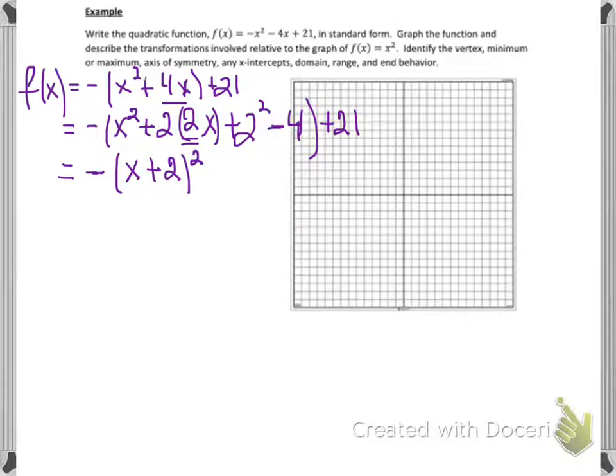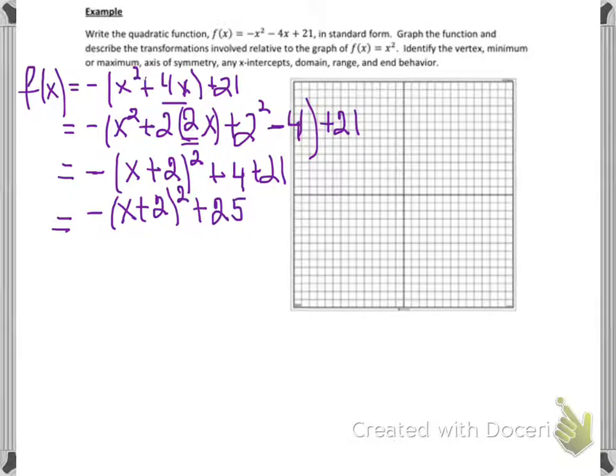Now, the part that I wrote out here is just the x squared plus 4x plus 4. I still have this minus 4. For me to take that out of the parentheses, I need to make sure that I also multiply it with the negative on the outside of the parentheses, which gives me plus 4. And I still need to write out that plus 21. We're almost there, guys. We have negative x plus 2 quantity squared plus 25. This is the final form of my equation.